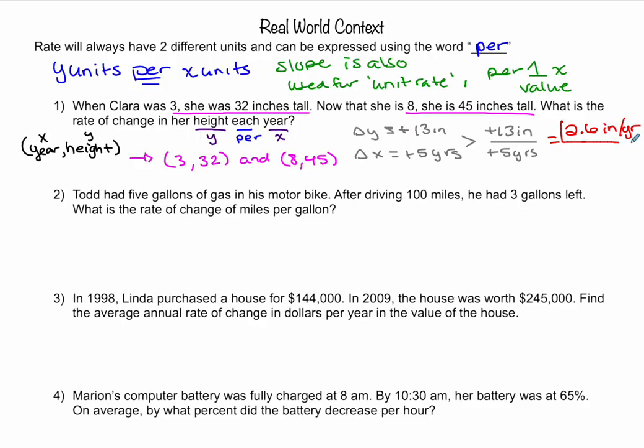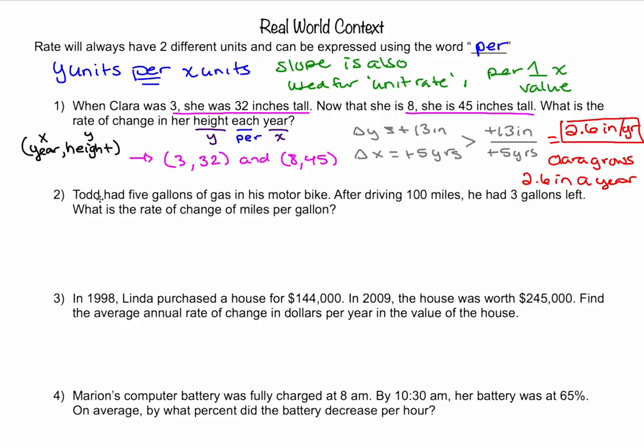So understanding our units is important as well. 2.6 inches per year. What this means is Clara grows 13 inches in 5 years, but for the unit rate, it would be 2.6 inches a single year. So every year she is growing about 2.6 inches. And that's what it means by unit rate. The slope would be 13 divided by 5 because that is a simplified fraction, but in context of the problem, it would be Clara grows 2.6 inches every year.